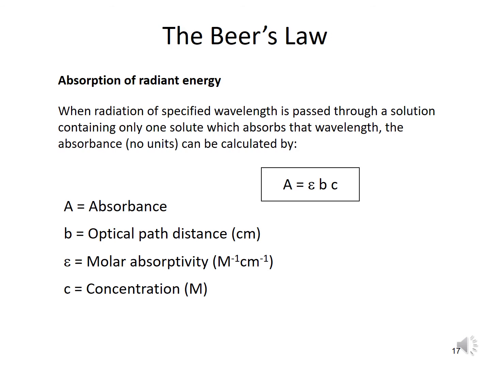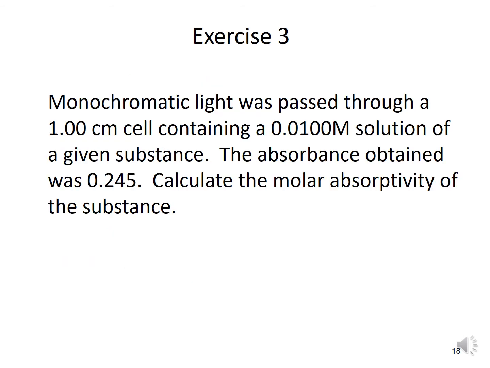So this molar absorptivity depends on your sample. Basically, they have a fixed value for different kinds of molecule. C is the concentration of your analyte. So for this exercise 3, you just simply use the formula of absorbance equals epsilon times B times C.